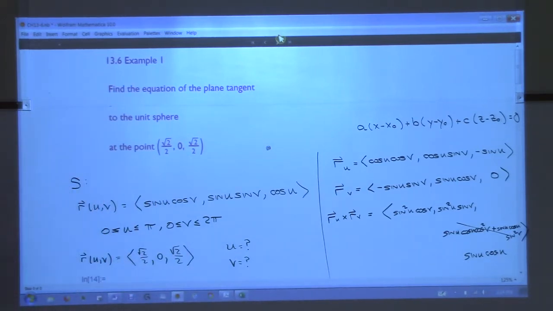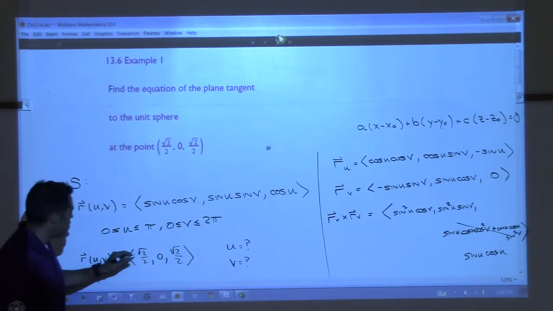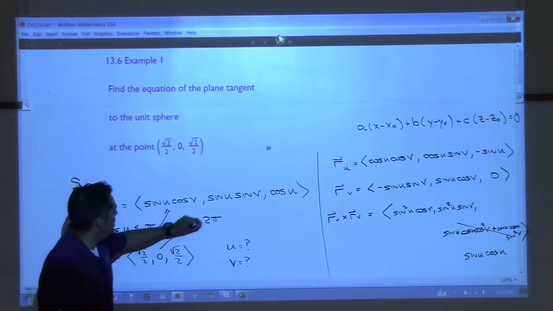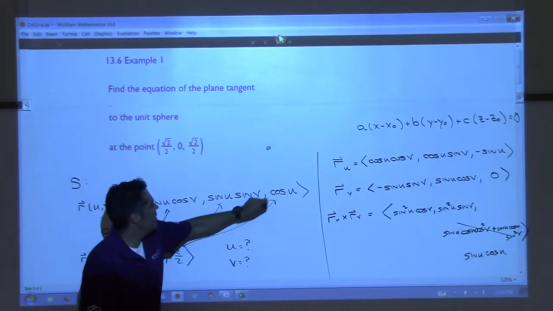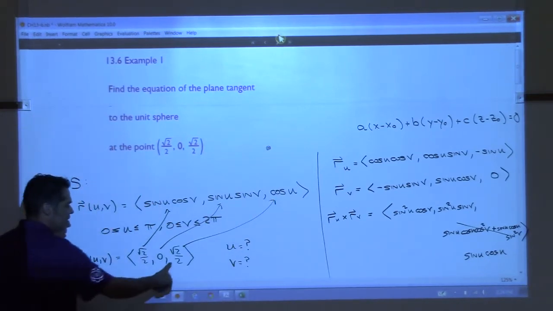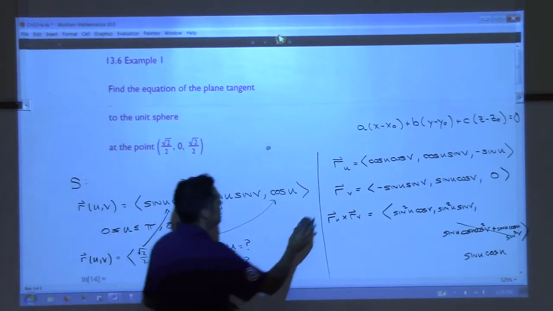U has to be pi over 4? Yeah. Okay, and what about v? So how'd you get u as pi over 4? The last one is u. So we have to match each of these up to their components, right? Like that, like that. So the easiest one to match is the last one, right? We can start there. I'm going to erase this.